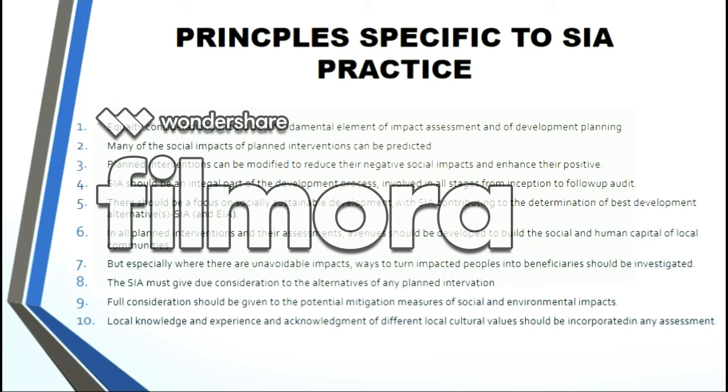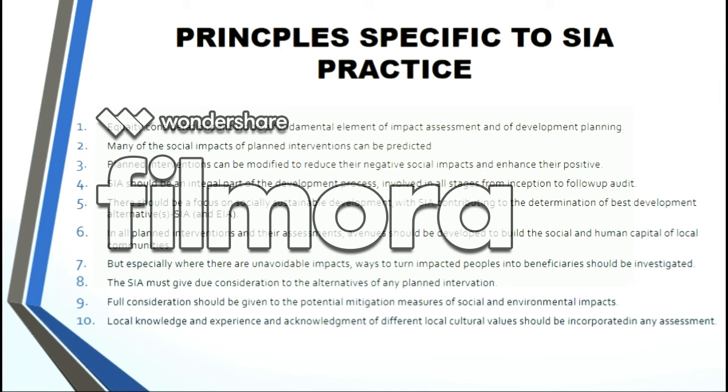Number 5, there should be a focus on socially sustainable development, with SIA contributing to the determination of the best development alternative. SIA and EIA have more to offer than just being an arbiter between economic benefit and social cost. Number 6, in all planned interventions and their assessment, a vehicle should be developed to build the social and human capital of local communities and to strengthen democratic processes.